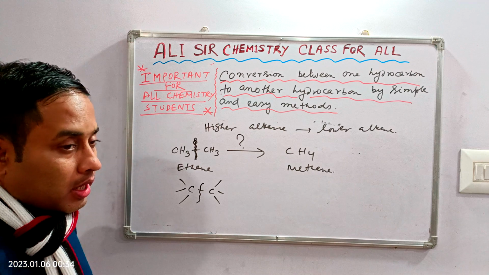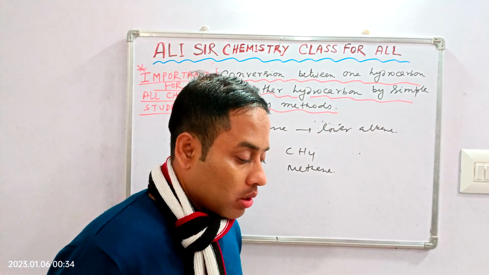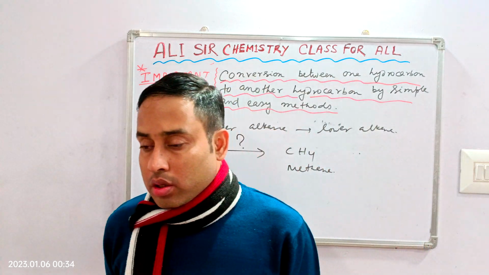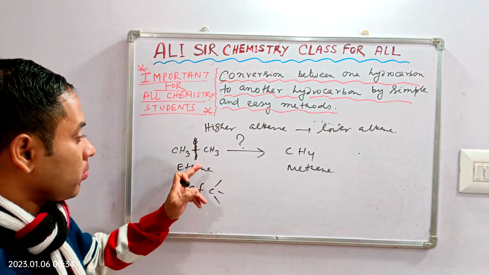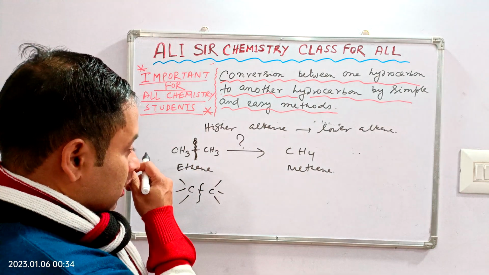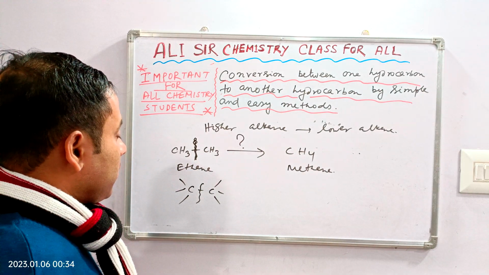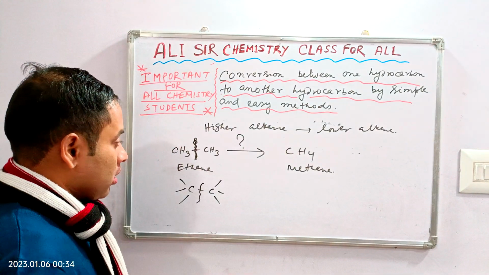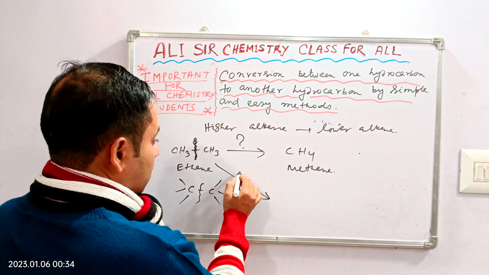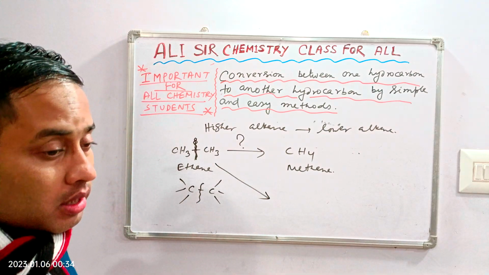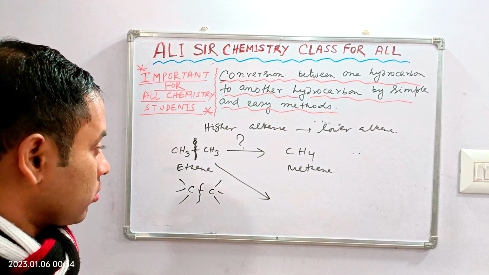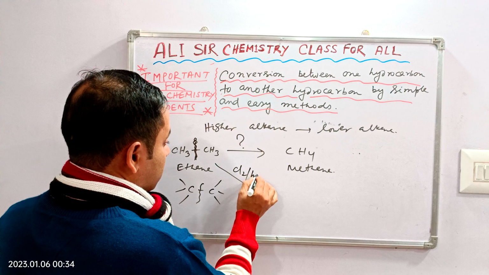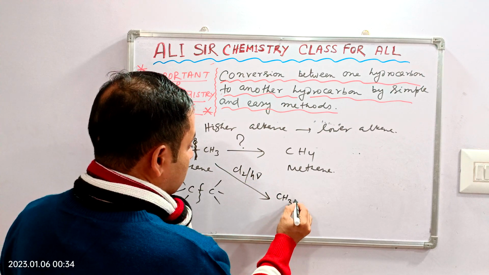So we have to think about how we can convert this ethane to methane. Indirectly we cannot convert it directly, so we convert ethane to another type of compound. We know the most important reaction of alkane is halogenation, so you have to use that reaction. If you use chlorine in presence of h nu, we will get ethyl chloride.